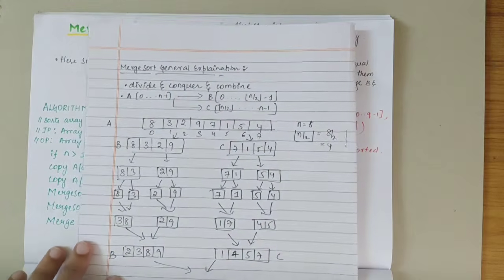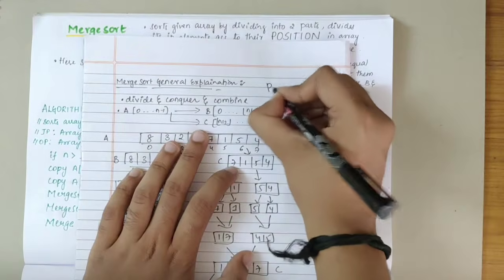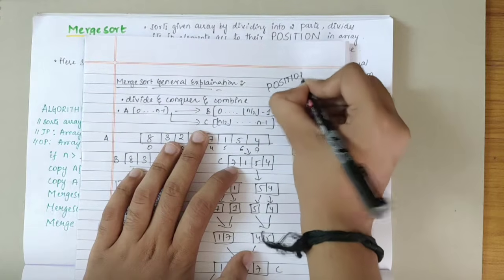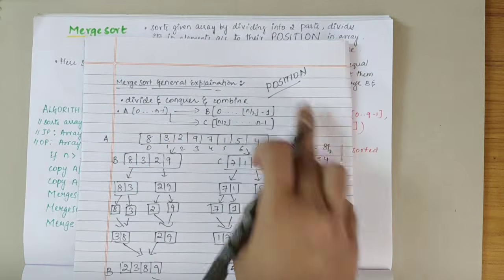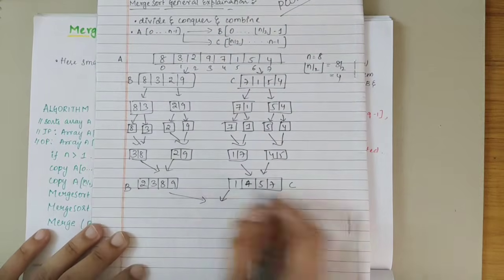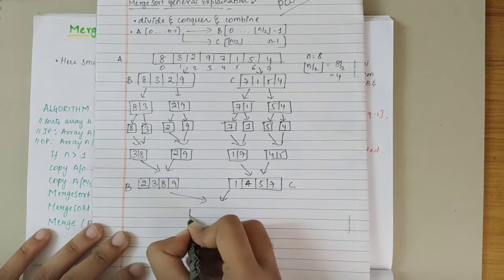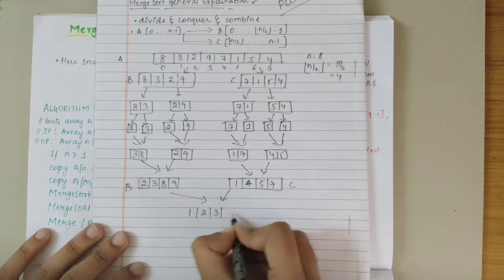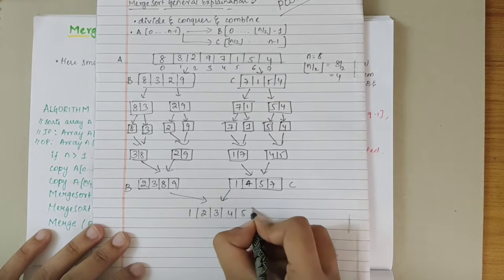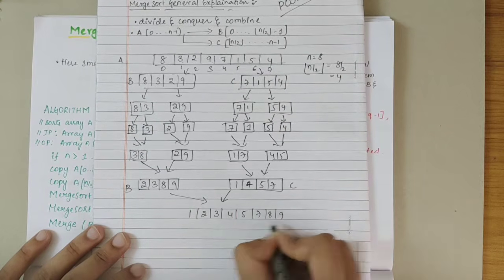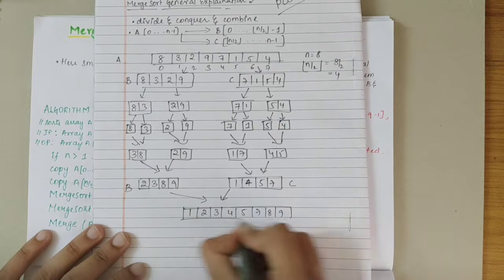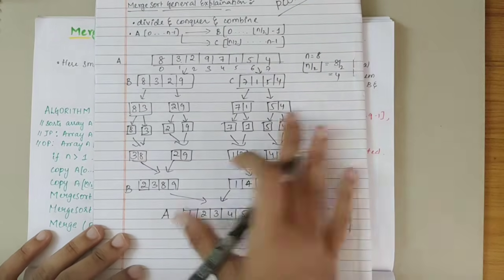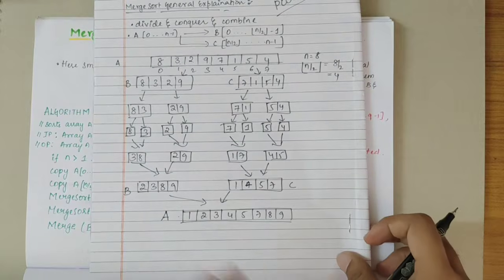One important thing to remember for merge sort is that we are dividing the elements on the basis of the position in the array. So if I merge B and C, I will get 1, 2, 3, 4, 5, 7, 8 and 9 as the sorted array. This is the output.